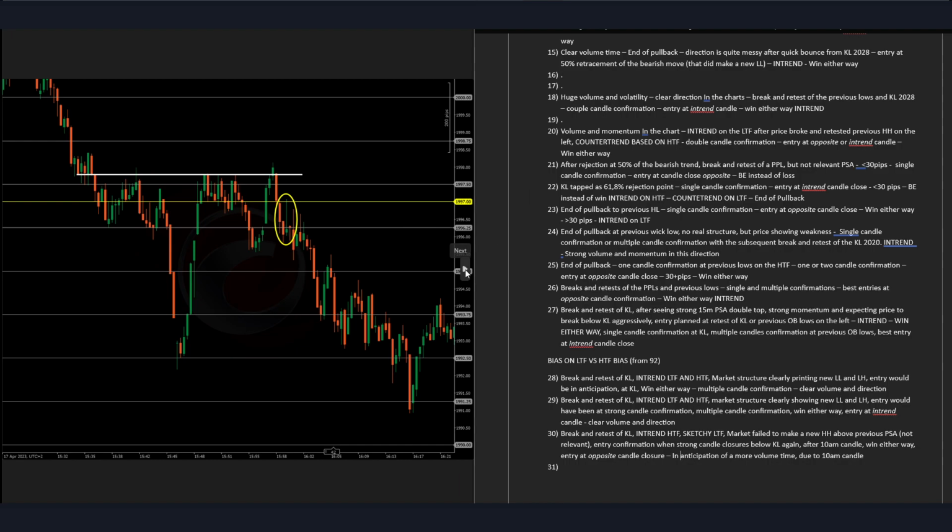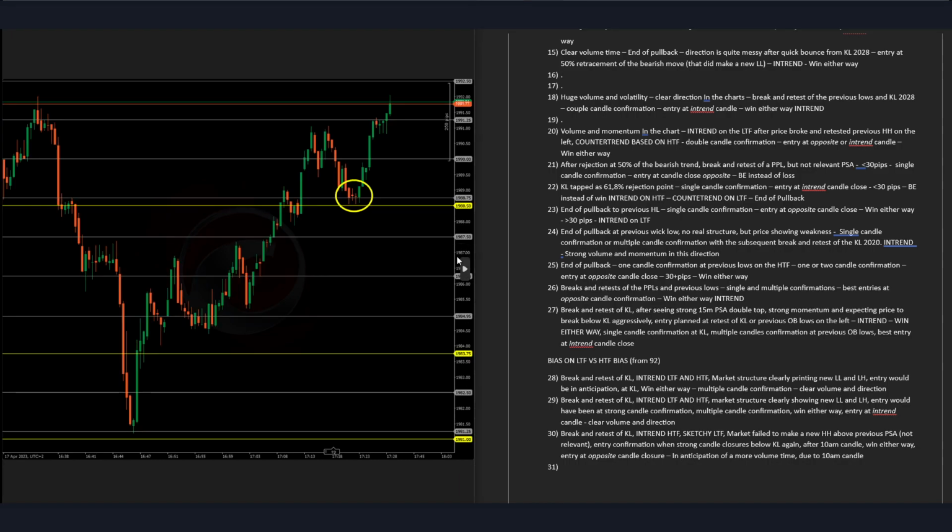Okay, so let's move on. So now this is a different setup, I would say, a little bit different. Now what we are seeing is possibly a very good mismatch between high time frame and lower time frame bias, because probably we are in a high time frame bearish bias. We tried, and this is the same as before.